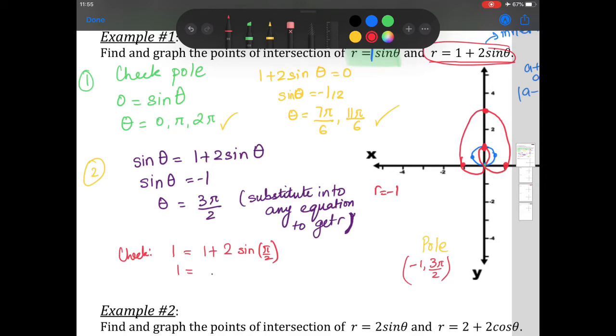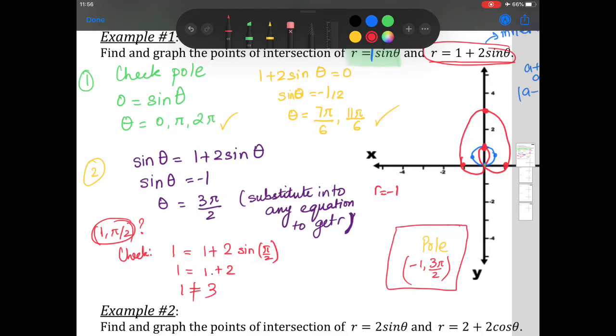So what is sine of pi over 2? It's 1, so 1 plus 2 is 3. 1 is not equal to 3, right? So that is the reason why 1 comma pi over 2 does not work. It's not a solution. Only this is. So if you want to write that 1 comma pi over 2, you were checking for this point, that's like a question mark. So it doesn't work. So these are your two solutions.